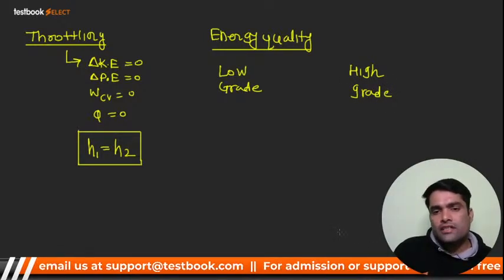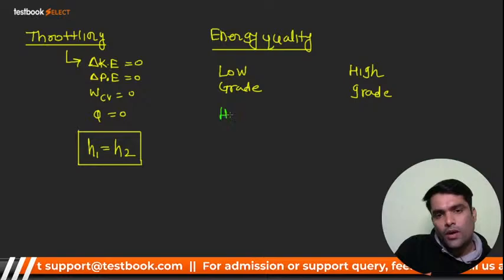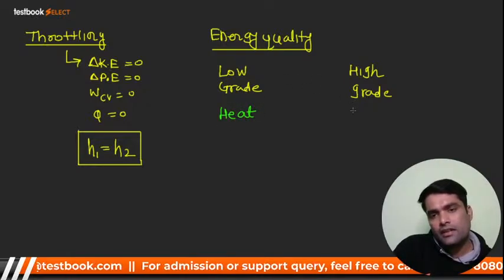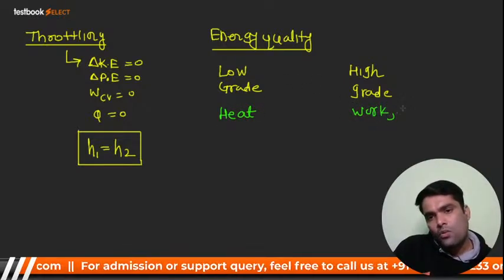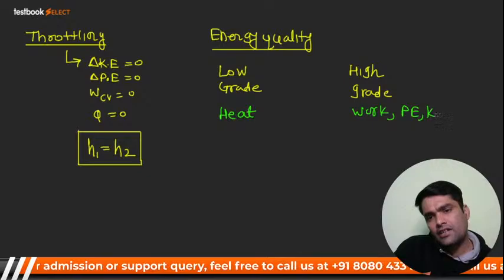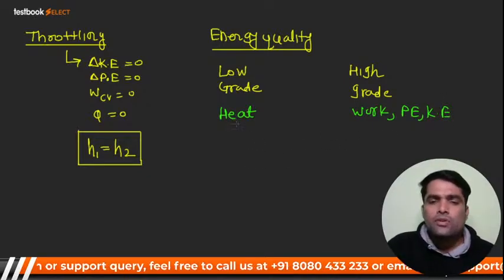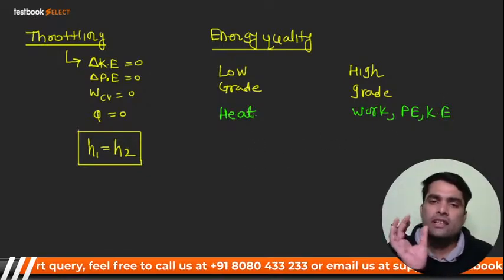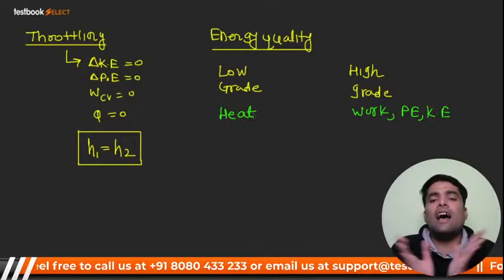So low grade of energy, that is nothing but what my dear, heat. Why it is so, I will tell you. And it is what my dear, high grade work, potential energy, kinetic energy, and etc. Right? So why it is low grade energy? Because it is a highly disorganized form. It is in highly disorganized form.